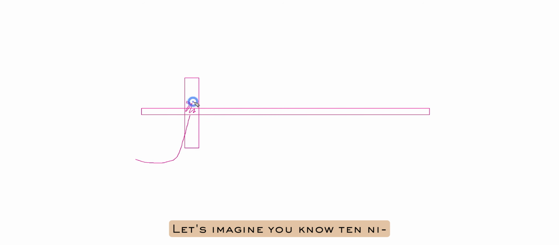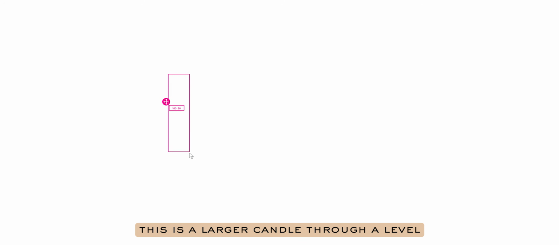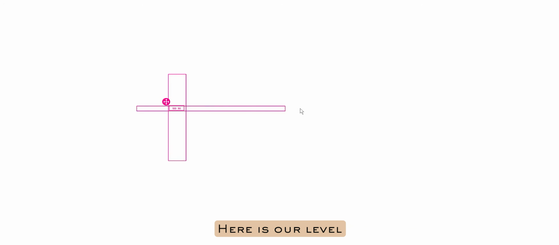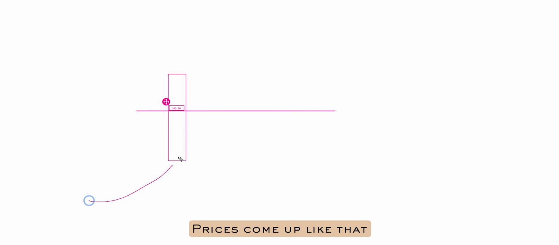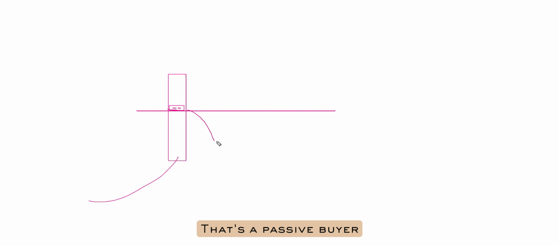So we get a ton of buyers, a ton of sellers. This is a terrible drawing. I could just do this with the text. So let's say 100 and then 90, and this is a big imbalance within this structure. This is a larger candle through a level. Here's our level. All right, prices come up like that. Okay, price broke back down. Now, what you have right here is clearly a passive buyer, right? That's a passive buyer. Why would that act as resistance?